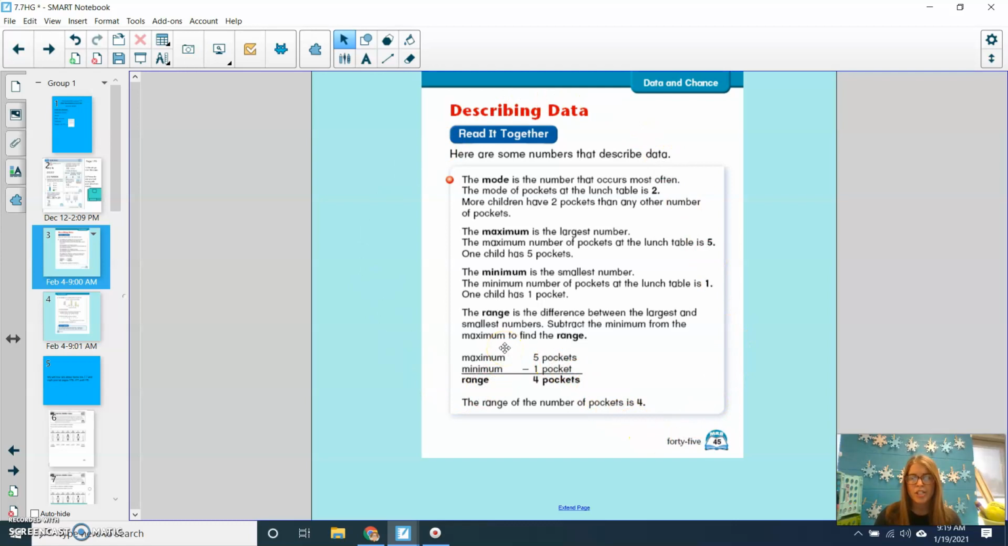So when we describe data, we do this in a few different ways. We can find the mode, where we're finding that number that happens the most times or most often. When we talk about the maximum, we're talking about the largest number. The minimum is going to be the smallest number. The range is the difference between the largest and the smallest number. So the range is when you're taking the maximum minus the minimum to get the difference.